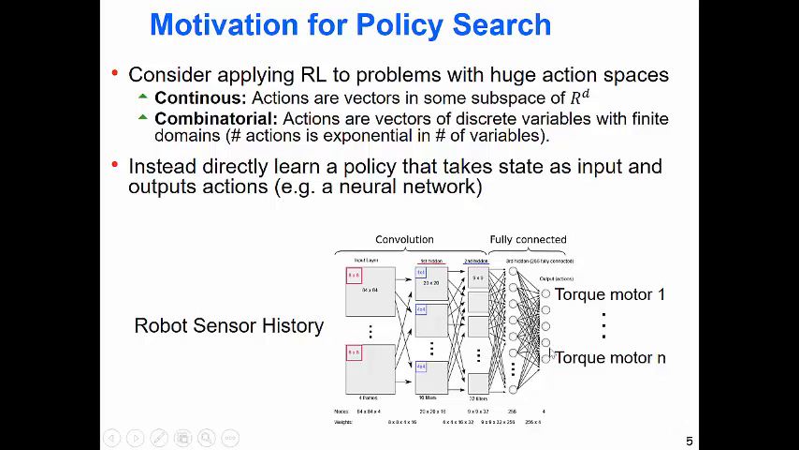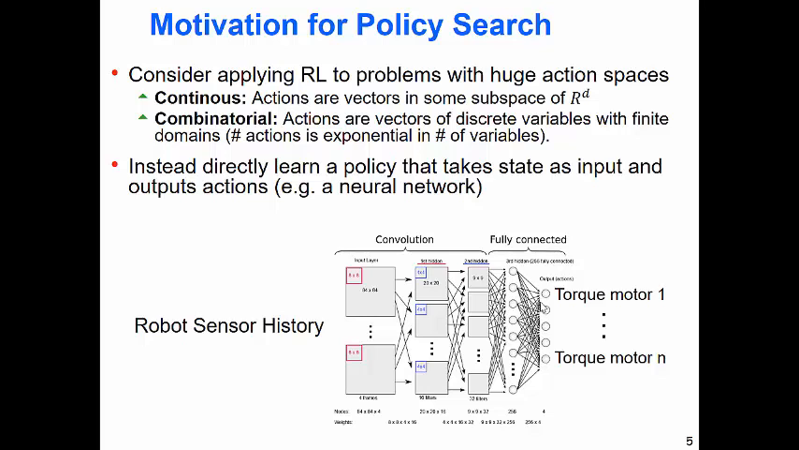If you're doing a policy search approach, you can just have a policy that directly outputs the motor torques, for example, if we're talking about a robotics application. So this would be a vector in R^n, and you don't have to do any maximization. If you can learn that policy directly, you just directly compute it. That's one nice aspect of this compared to learning a Q function.